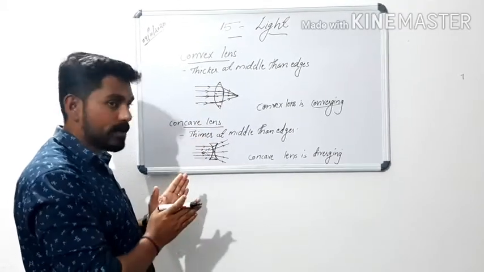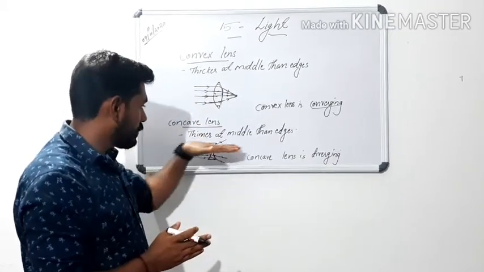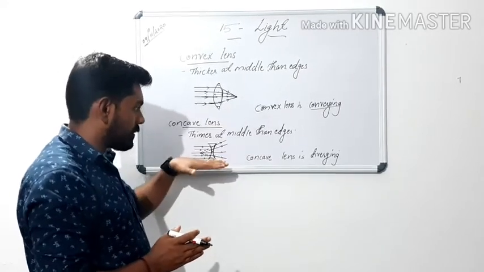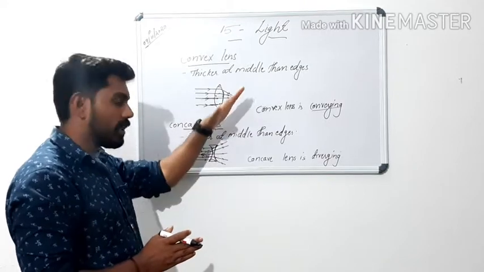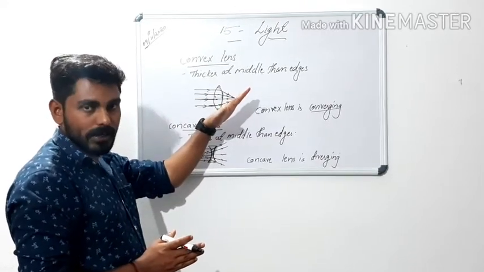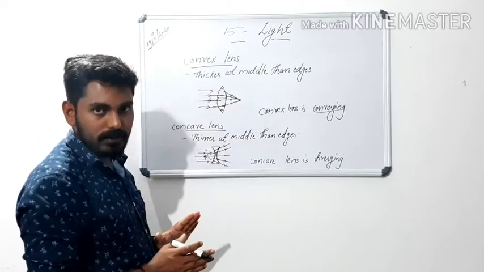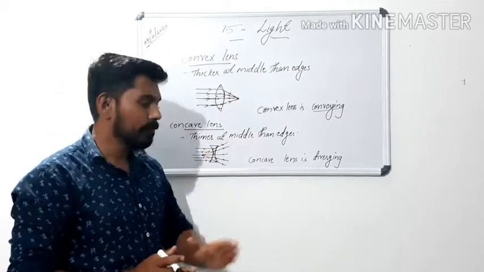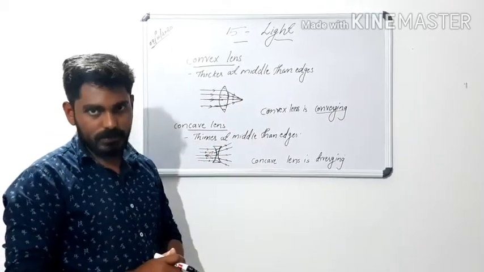That's why the rays are not going straight. They bend a little bit, slightly changing their direction as they go through this lens. All the rays are like that. So it is a converging lens, and a concave lens is a diverging lens.